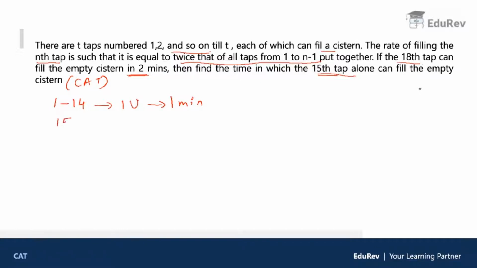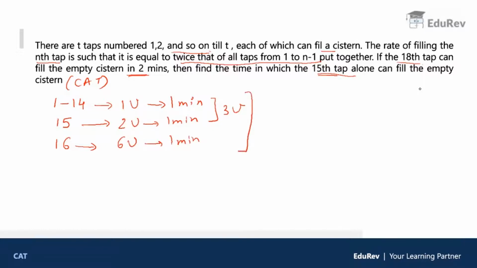So if I ask you how many units the 15th tap will fill, they're talking about the rate of filling, that is, the number of units getting filled. The 15th tap will fill double of 1 to 14, so 2 units in 1 minute. Now the 16th tap: the addition of these two is 3 units, so the 16th will fill double of 3, which is 6 units in 1 minute.